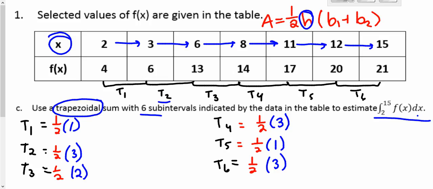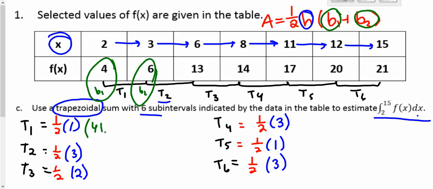Now we have base 1 and base 2. Base 1 and base 2 are each of the endpoints. So base 1 for the first trapezoid is our first endpoint, and base 2 is our second. So we will have 4 plus 6. That's the area of our first trapezoid. Then if we look at our next one, for T2, what was base 2 for our first trapezoid is base 1 for our second. And base 2 is over here. So we will have 6 plus 13.